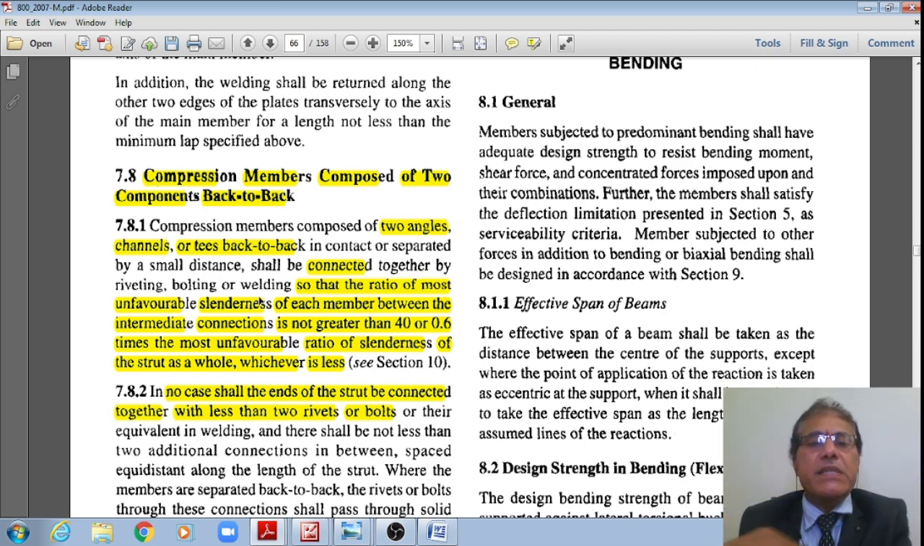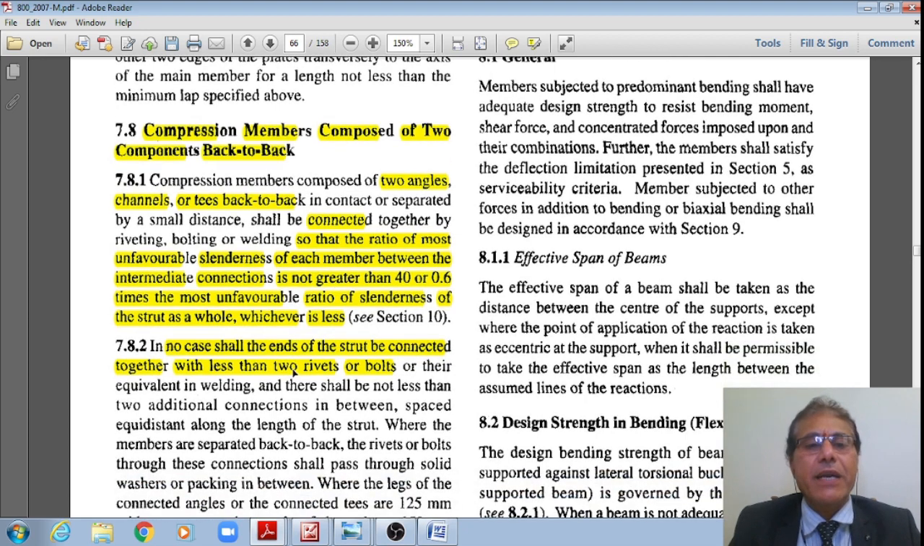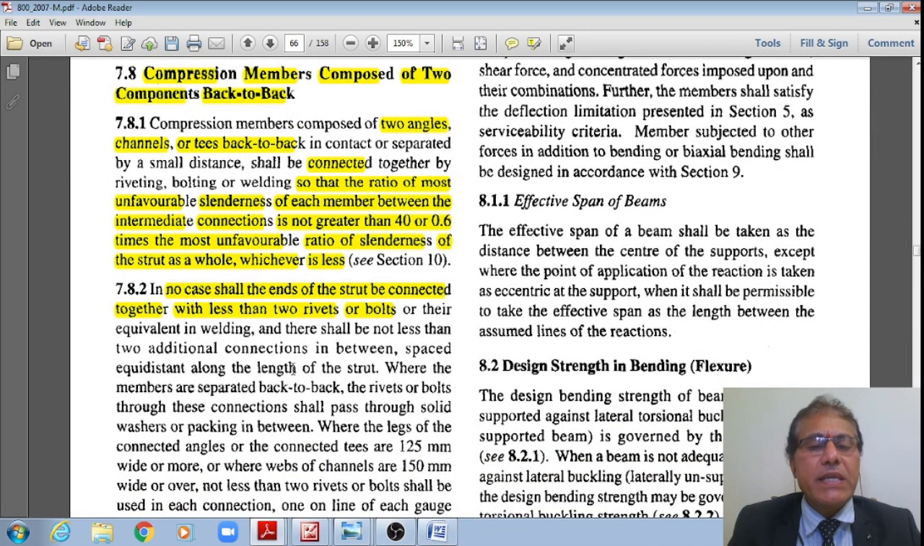Therefore, in either of these cases the members shall be connected together by riveting, bolting, or welding, so that the most unfavorable slenderness ratio of the member between the intermediate connections is not greater than 40 or 0.6 times the most unfavorable slenderness ratio of the strut as a whole, whichever is less, right? That is how it should be designed, right?